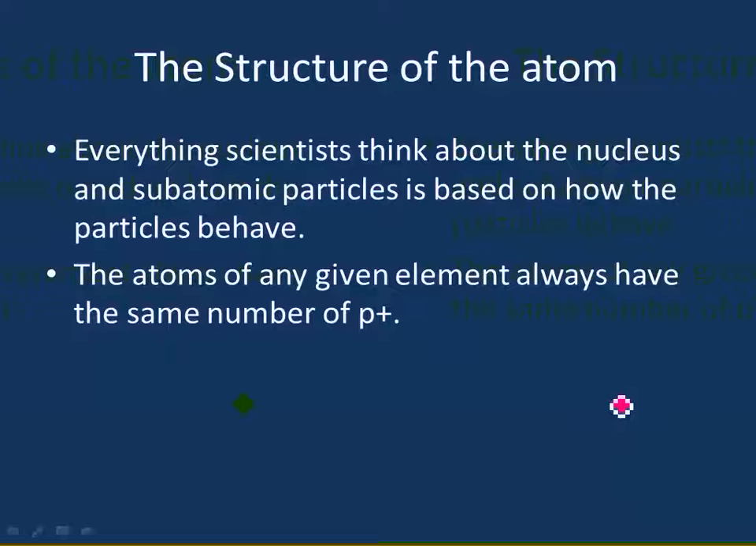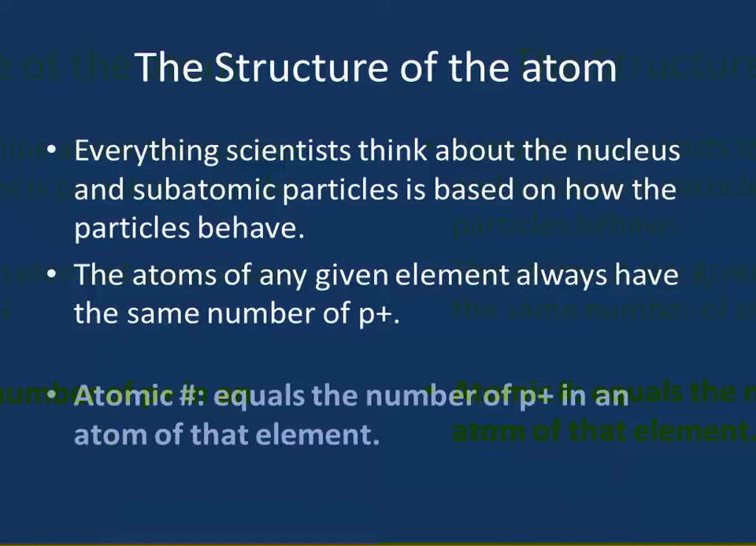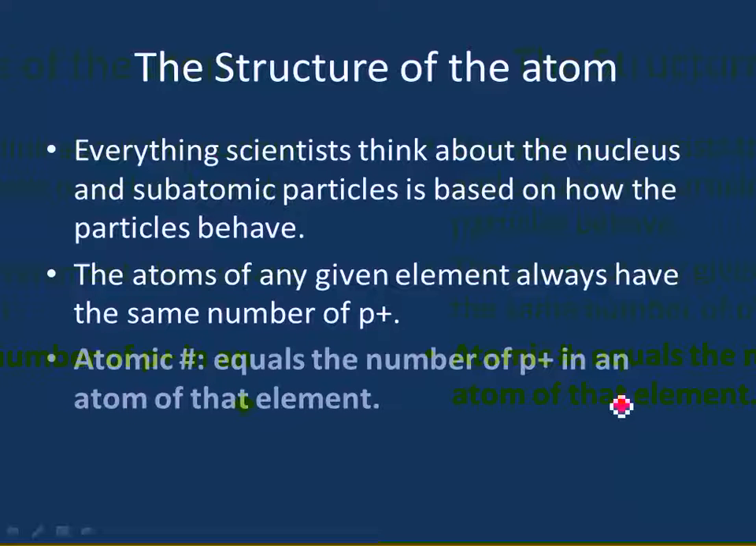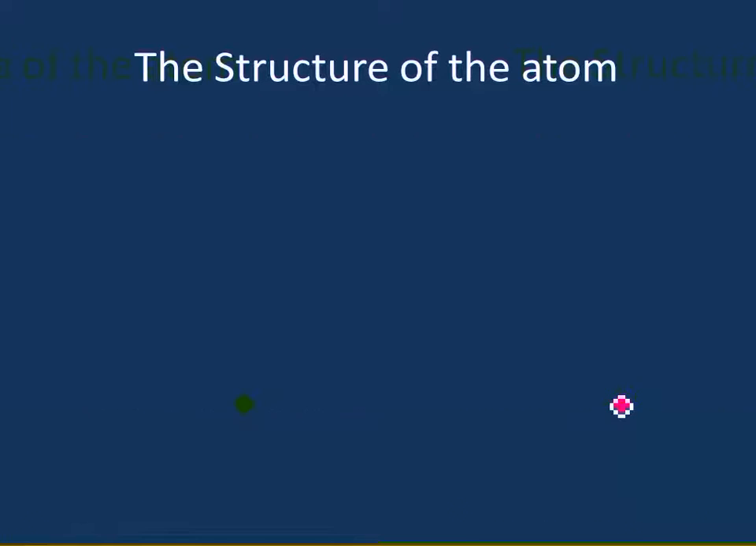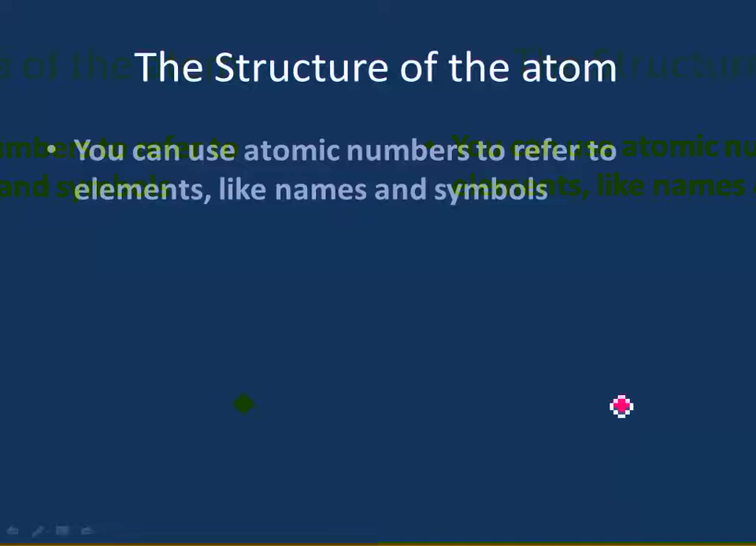The atoms of any given element always have the same number of protons. So if it has 8 protons, it will be oxygen. We call this the number of protons, the atomic number. So the atomic number equals the number of protons in an atom of that element. You can use atomic numbers to refer to elements, kind of like a name or a symbol. So it's a unique identifying feature.